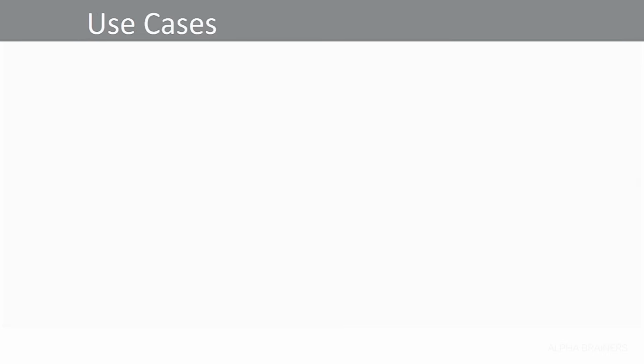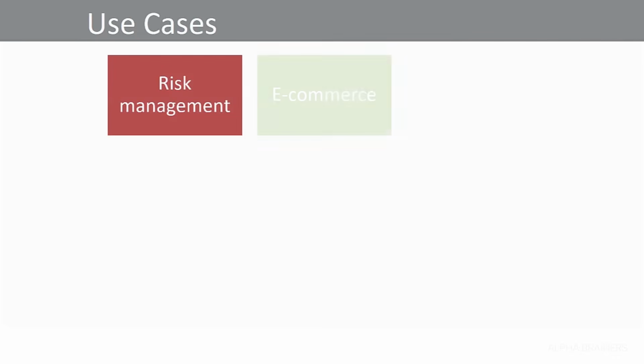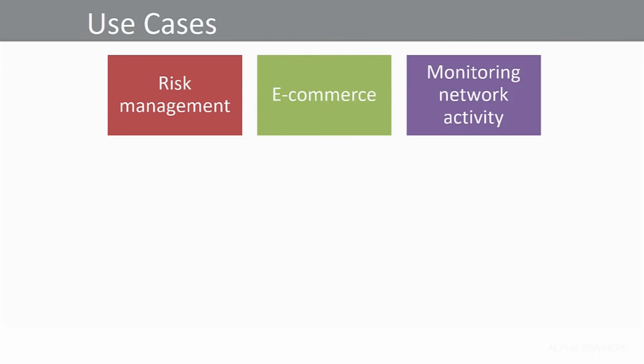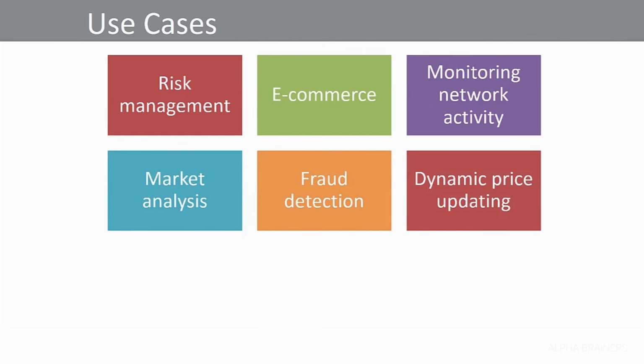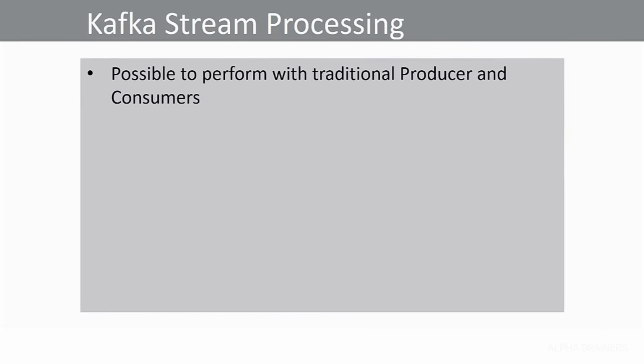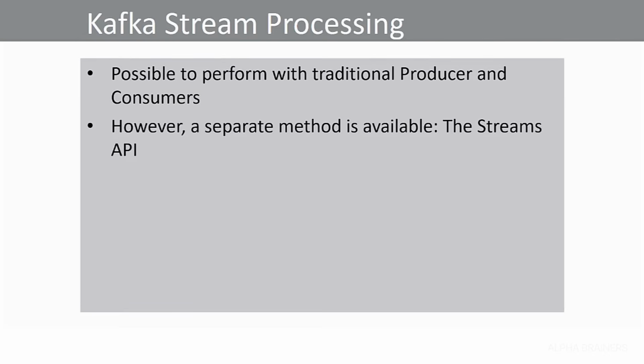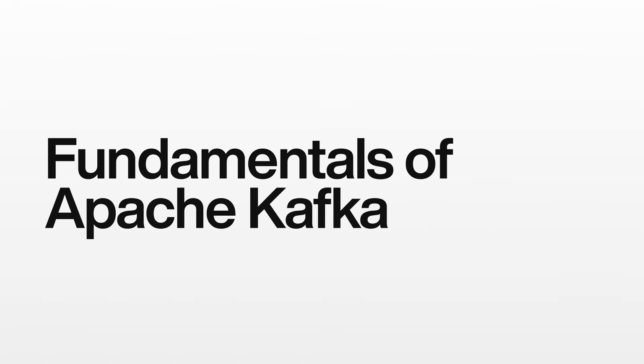So let's talk about a few use cases here. You might use this type of stream processing for things like risk management, for e-commerce, for monitoring network activity. You also might use it for market analysis, fraud detection, dynamic processing updates, and also surveillance. So as far as Kafka stream processing is concerned, it is possible to perform this with traditional producers and consumers, but most likely what you're going to do is make use of the Streams API, which we'll see later in lesson number 11.